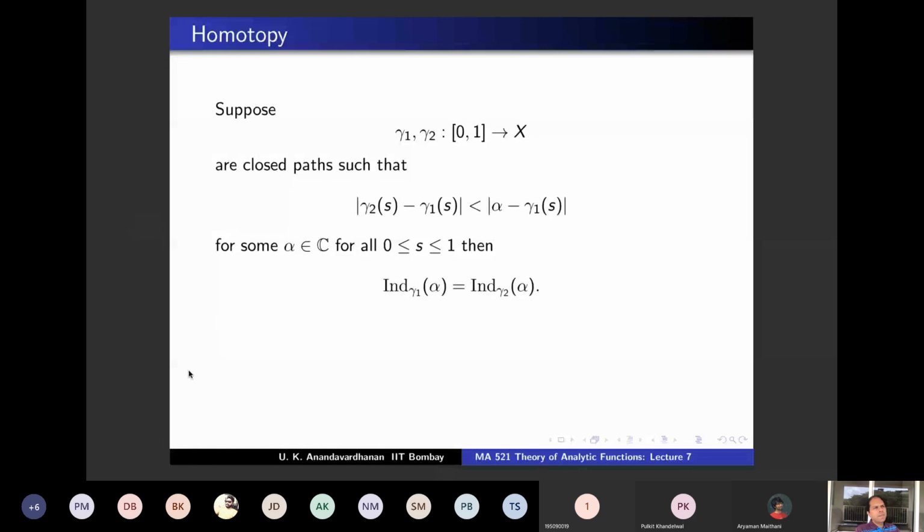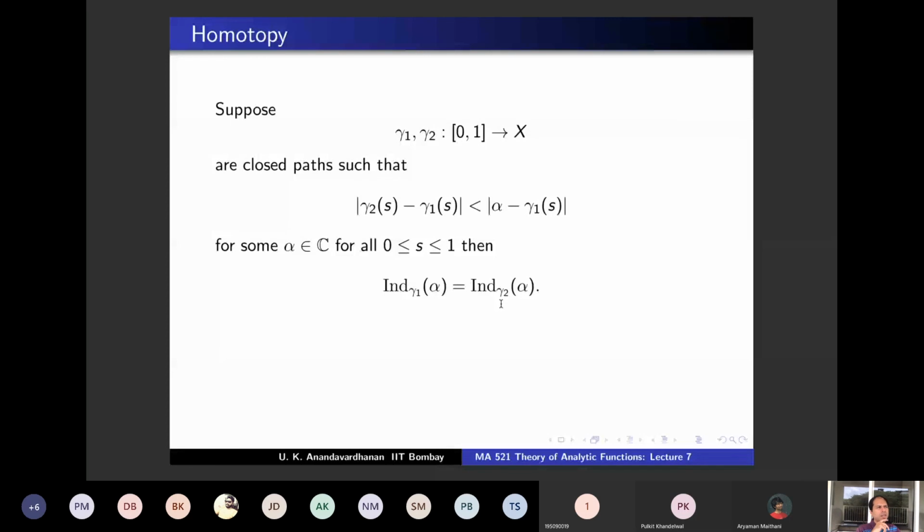So if indices are same, what is the meaning of indices are same? Maybe I did not introduce that word. If index of alpha with respect to gamma 1 is equal to index of alpha with respect to gamma 2, for every alpha outside omega, that is the definition of gamma 1 and gamma 2 being homologous.